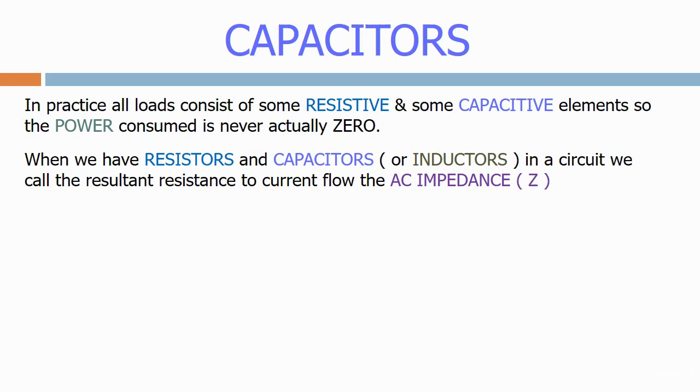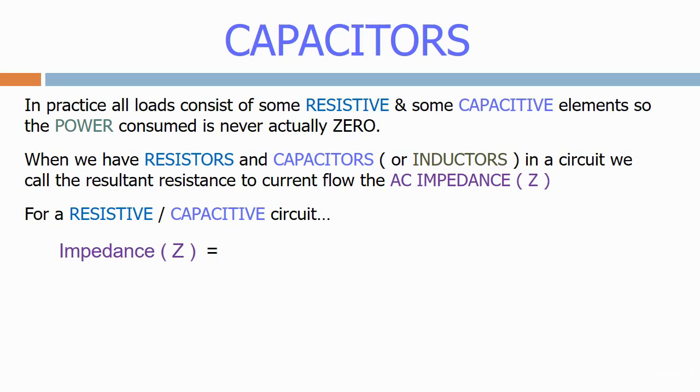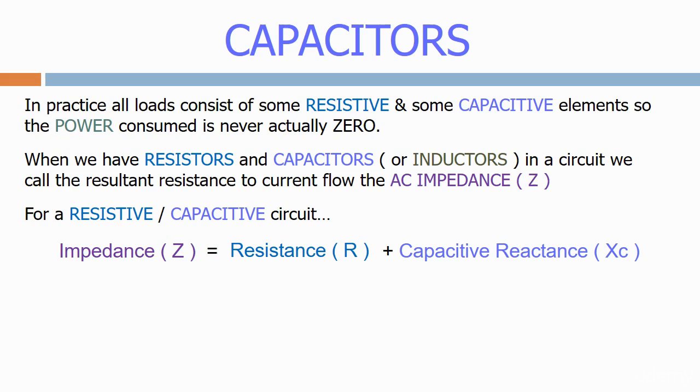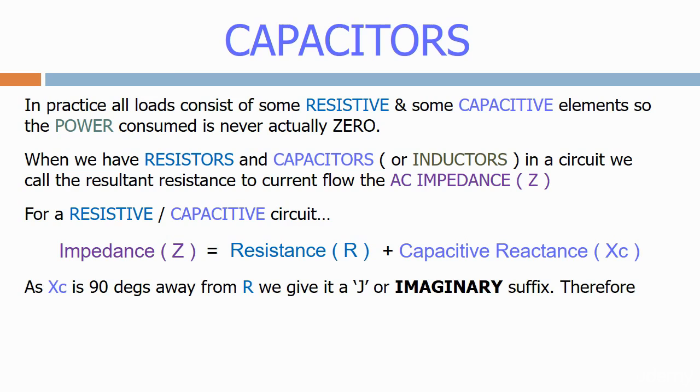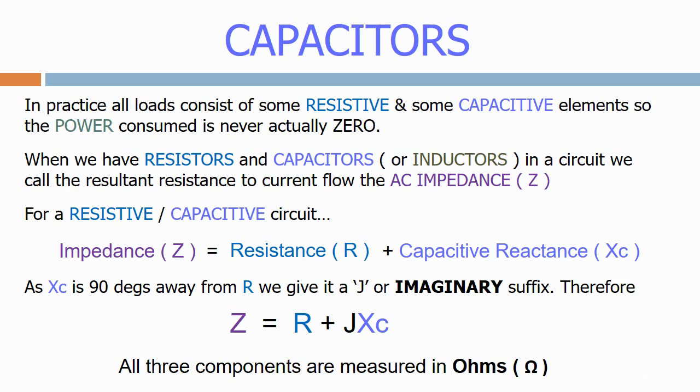When we have resistors and capacitors, or inductors, in a circuit, we call the resultant resistance to current flow the AC impedance Z. For a resistive capacitive circuit, impedance Z equals the resistance R plus the capacitive reactance XC. As XC is 90 degrees away from R, we give it a J or imaginary suffix. Therefore, Z equals R plus JXC. All three components are measured in ohms.